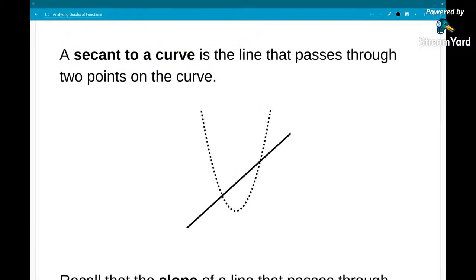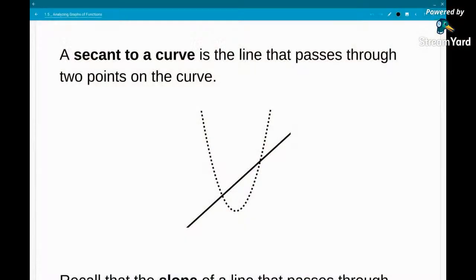Some definitions. And the passcode for this video, again, there's not one in every video, but I decided the second passcode for week 2 is going to be secant. Secant. Passcode number 2 for week 2 is secant. A secant to a curve is the line that passes through 2 points of a curve.